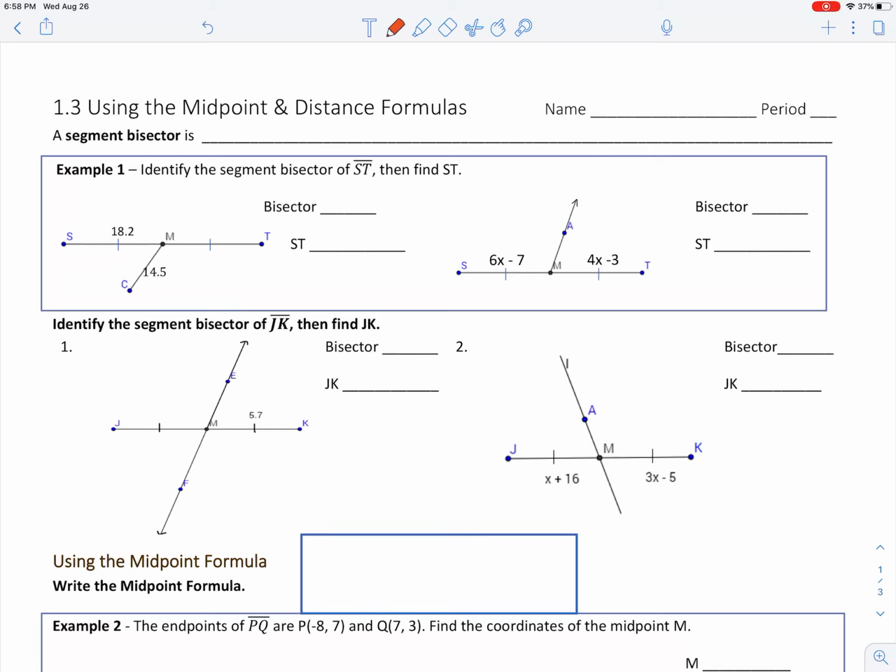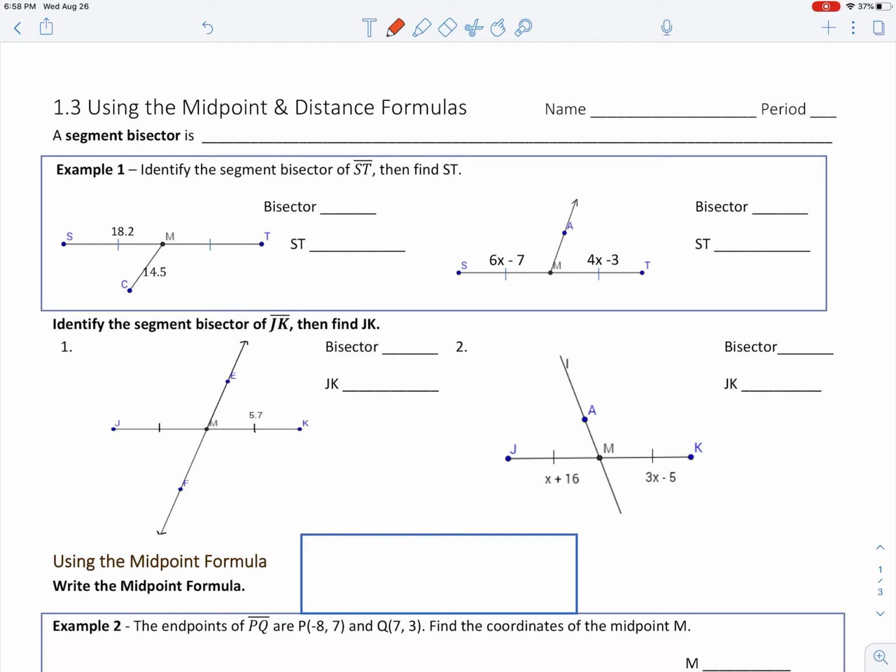All right, so today we're talking about how to use the midpoint and distance formulas. So if you go to Google Classroom, you'll find this document in today's assignment, and you're welcome to open it up and print it out and write on it. If you have a stylus and can write on it on screen, great. If you'd rather just take a piece of paper out and write your answers down, show your work there, that's fine as well. So first of all, we have to define a segment bisector.